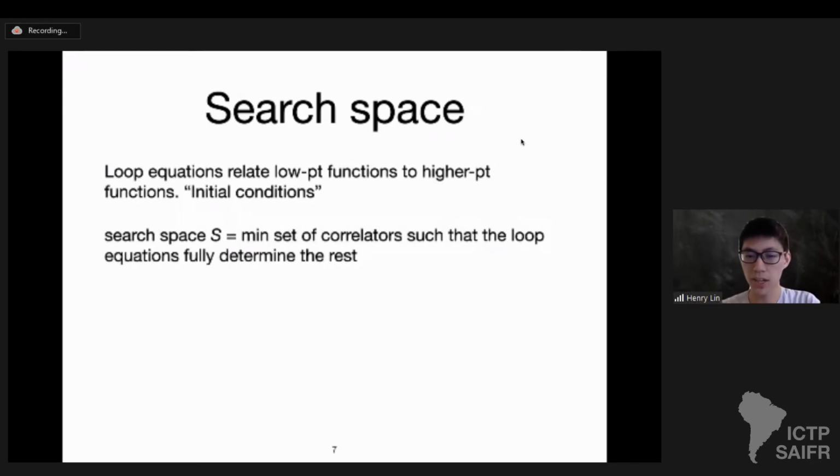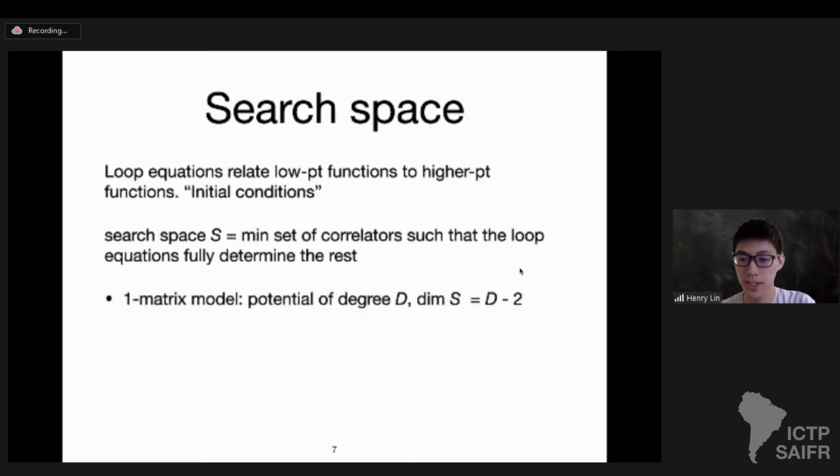So I'm going to call the search space the minimum set of correlators such that the loop equations fully determine the rest of the correlators. And while the search space is not unique, the dimension of the search space should be unique, at least if it's finite, right? Okay, so in the case of the one matrix model, the dimension of the search space is just determined by the degree of the polynomial that enters into the potential.